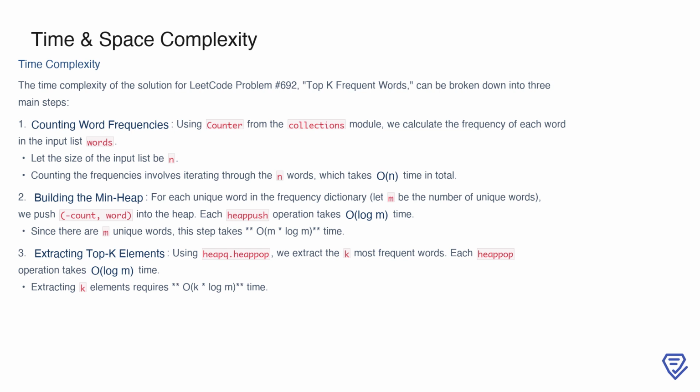Finally, to extract the k most frequent words, we perform k heap pop operations, each costing O(log m). In total, extracting these elements takes O(k * log m) time. These 3 steps together form the foundation of our time complexity analysis.